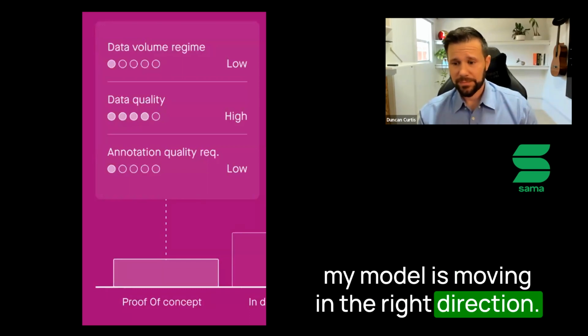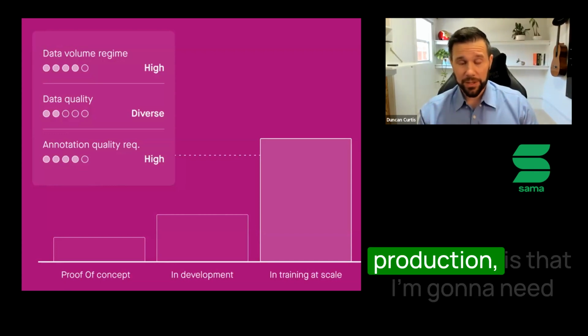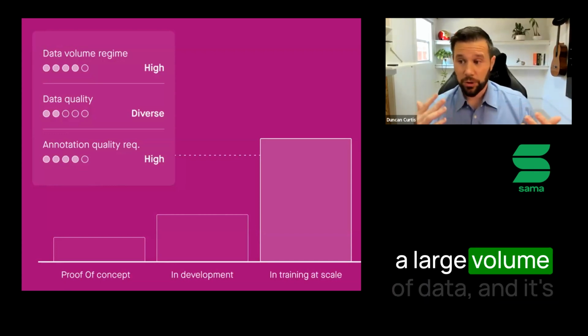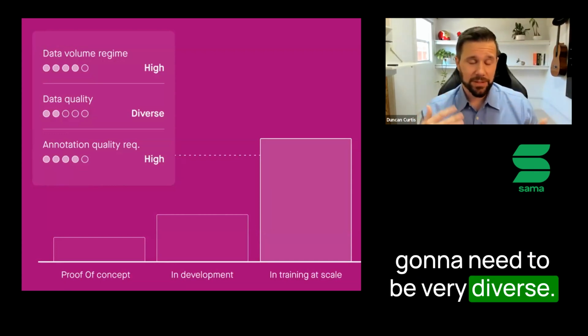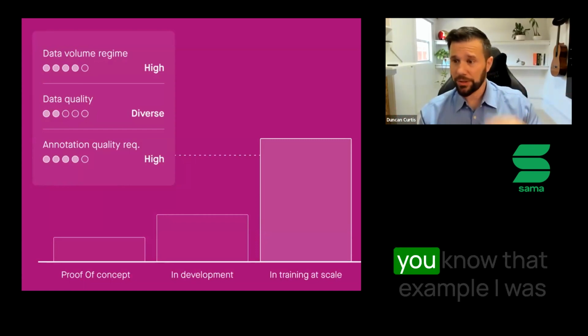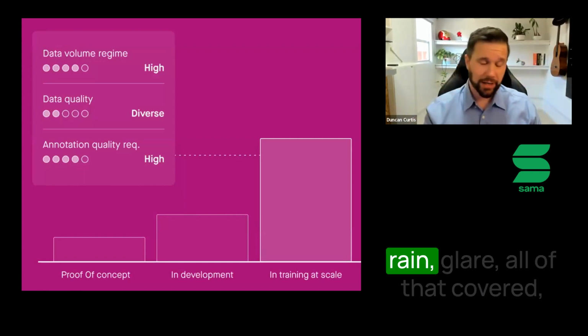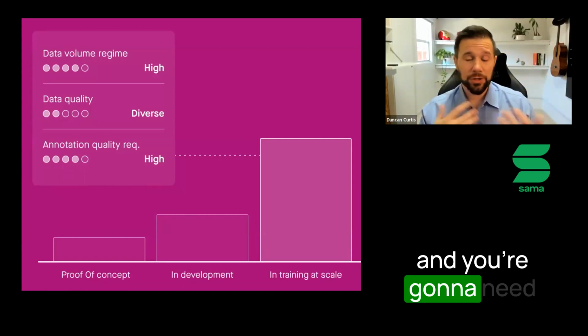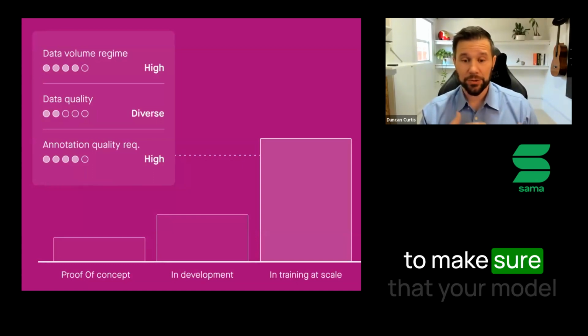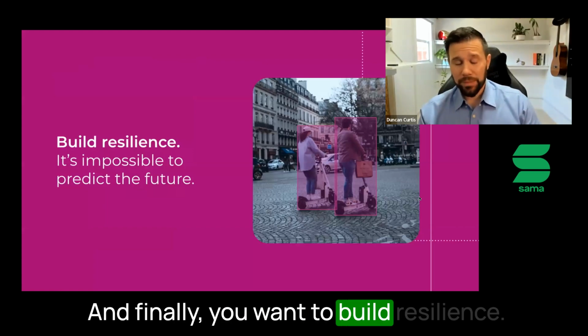In counterpoint to that, when I'm, say, training at scale, getting ready for production, I'm going to need a large volume of data, and it's going to need to be very diverse. I'm going to need to make sure that I'm covering my edge cases. I've got that representation, that example I was giving earlier. You want to make sure you've got that nighttime, daytime, snow, rain, glare, all of that covered. And you're going to need very high quality annotations to make sure that your model performance is there. And finally, you want to build resilience.